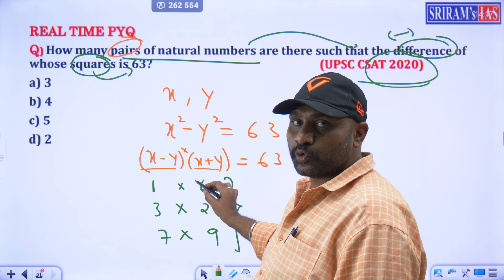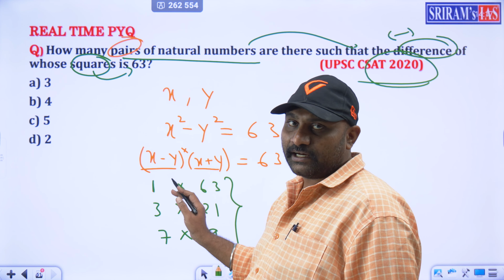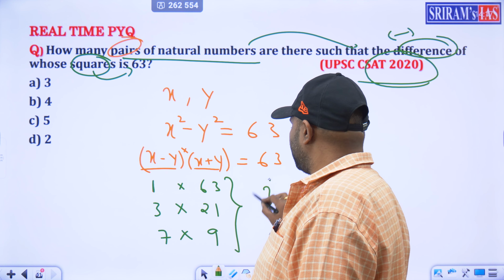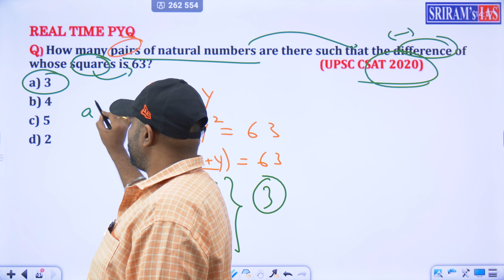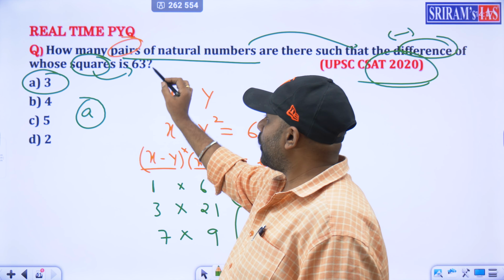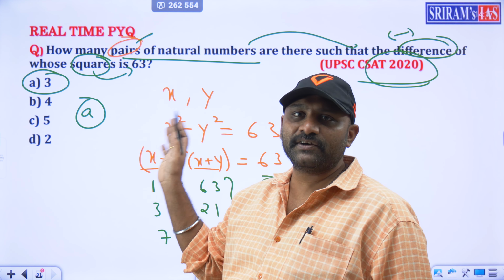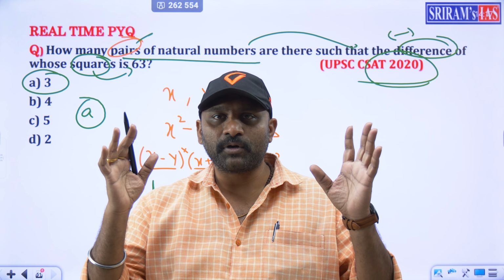So either we have to choose numbers in such a way that x plus y is 63, x minus y must be 1. So like that if we choose, total number of pairs, 3 different pairs are there which satisfy this condition, therefore answer is option A. As simple as this. So he's asking you not the numbers but how many pairs are there which satisfy this condition. Like that a simple arithmetic number system problem can be solved.